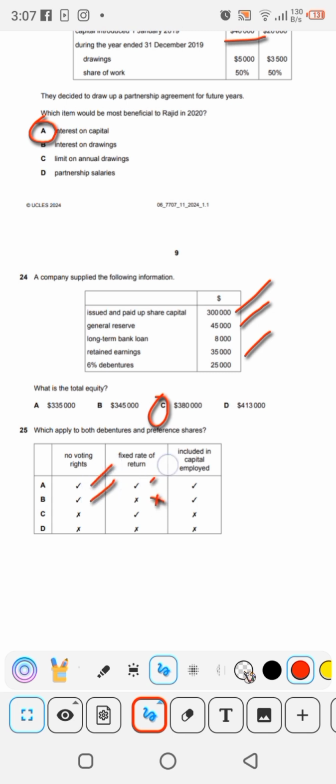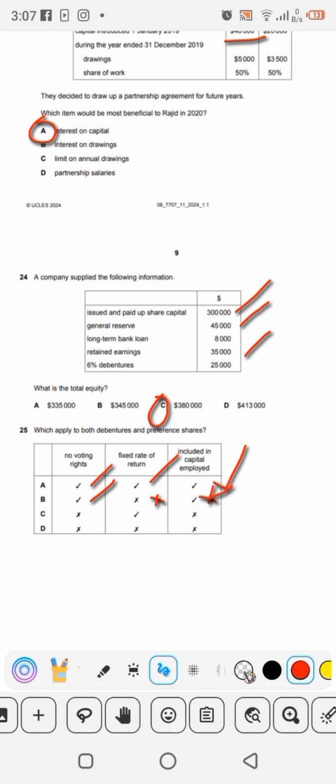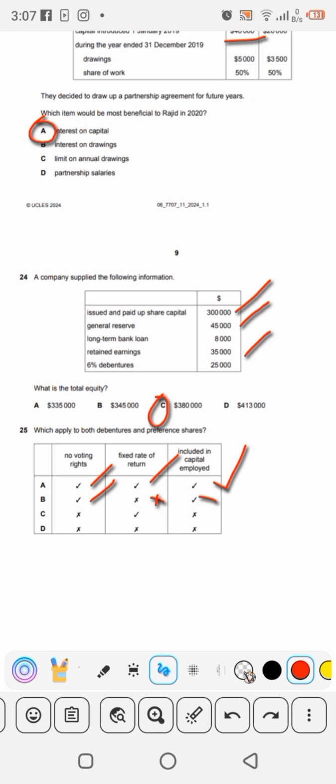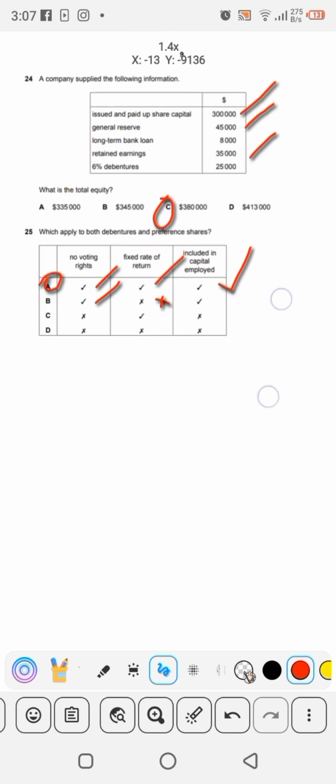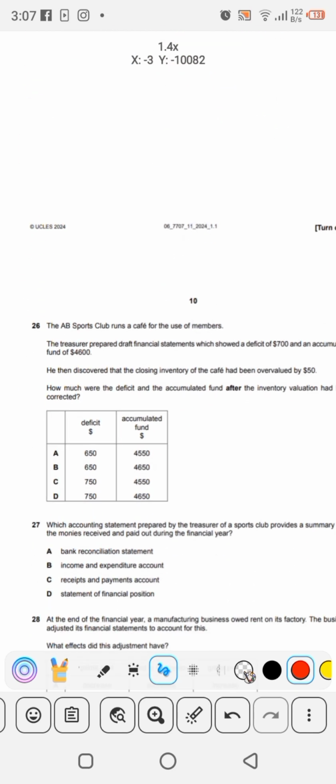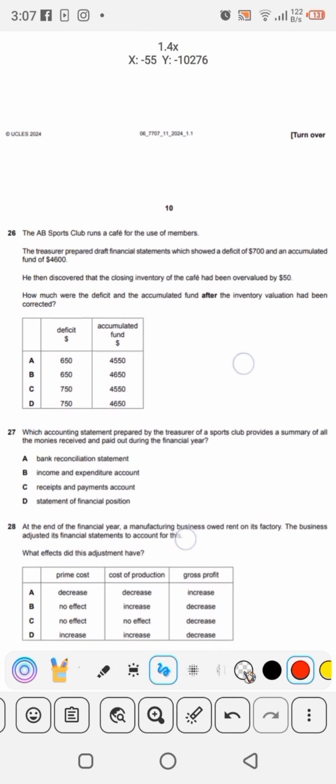Long-term bank loan and debentures will be the non-current liabilities, not part of the equity, which applies to both debentures and preference shares. No voting rights, they both don't have voting rights. Then fixed rate of return, they both have a fixed rate of return, and included in capital employed. They both are included in capital employed, but part A would be the correct answer, since this applies to both debentures and preference shares.